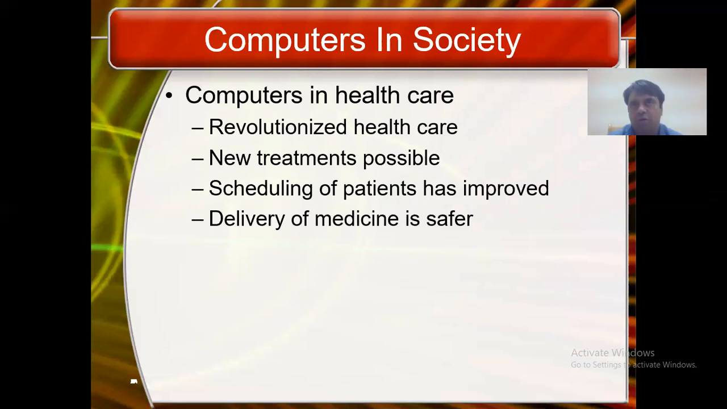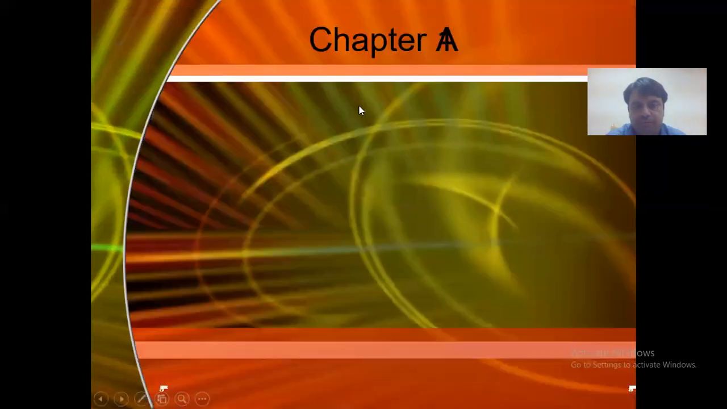Nowadays, doctors are using computers to prescribe a particular medicine to the patient. So they will give you a computerized sheet, and that computerized sheet will contain the information of the medicine. So delivery of medicine is much safer because we have computers in our healthcare. This is the impact of the computers in our society.